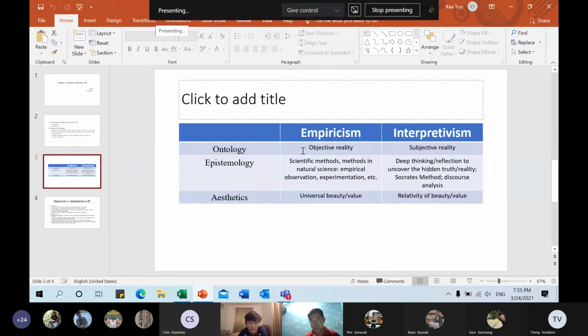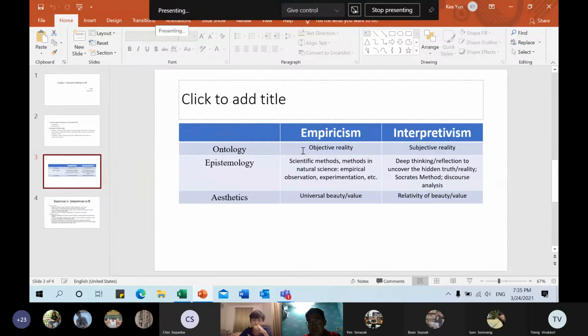the reality is objective. Objective reality means that the reality, the fact, does not change. There is only one fact, and that fact is true everywhere, through time, through places. It's a universal truth. Our book uses the sentence that reality is objective, out there, independent of the researcher's perception, which means there is no influence from the researcher, from people. The reality is independent from what you think.